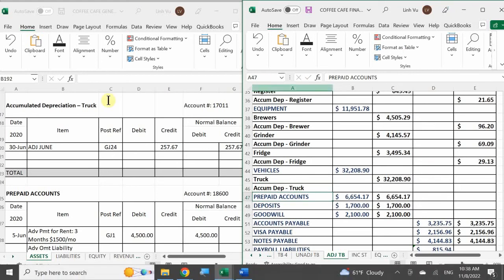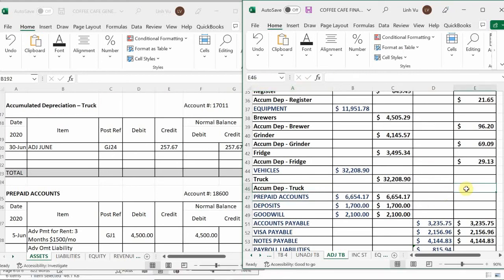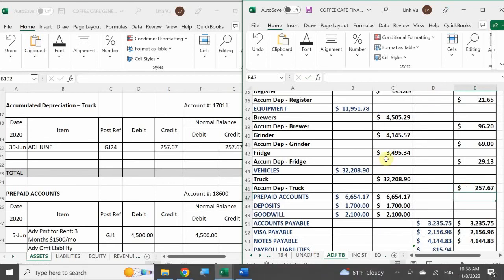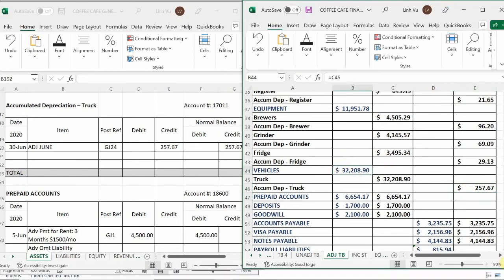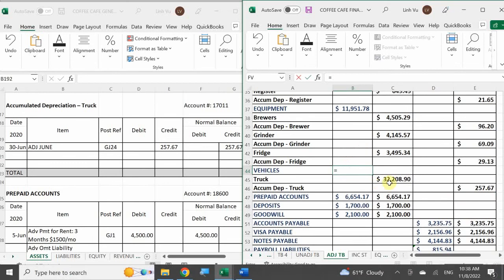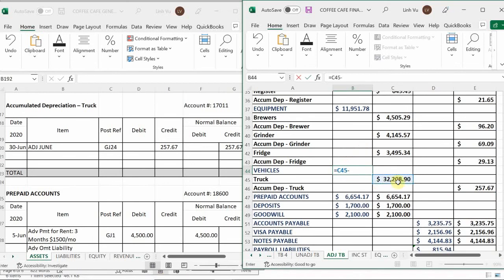Right? And here, since my truck was 25767, what's going to happen is I'm going to change my vehicles amount. It's going to be my 32 minus my 257, and that should give you 31,951. Okay, so let me double check that. That's 25767. Okay.